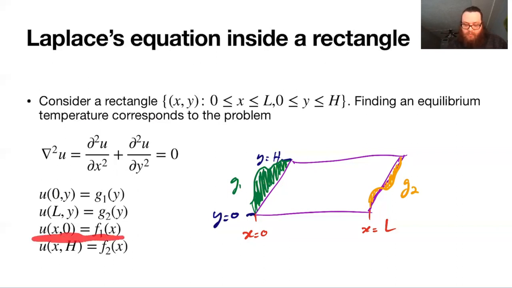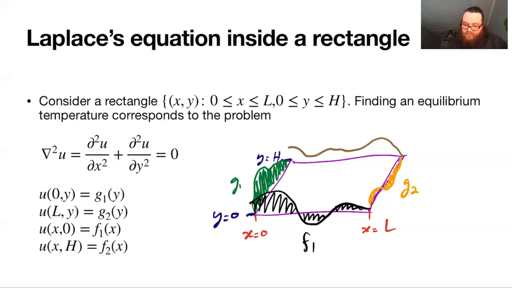Likewise, at y equals 0, u is going to be this function f1. So take the line y equals 0, which is that. Maybe we're going to draw something like that. So this is the function f1. And then finally, up top, we have our function f2. Maybe I should have drawn it as continuous, but it doesn't matter. Actually, yeah, I'll draw it continuous.